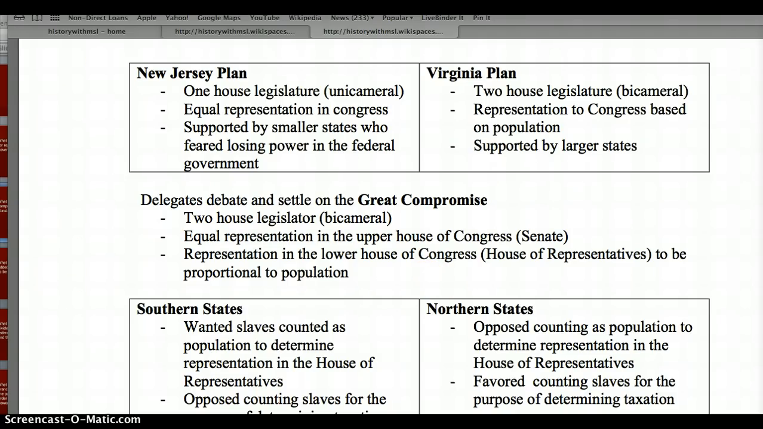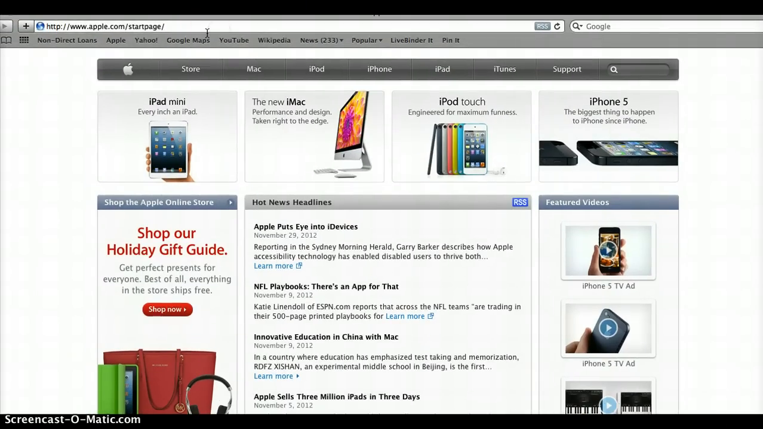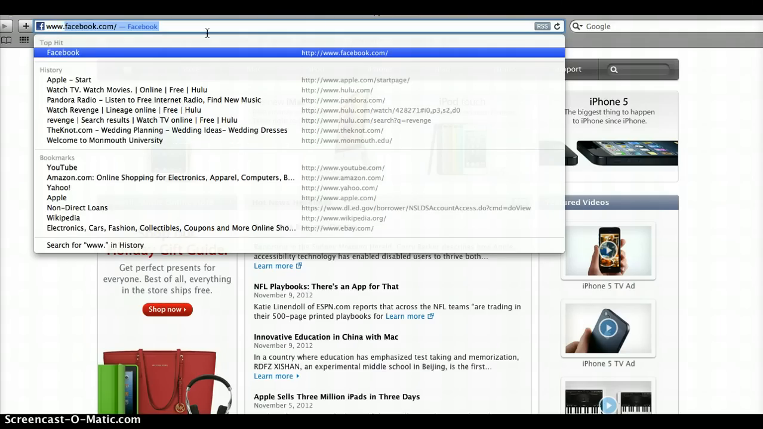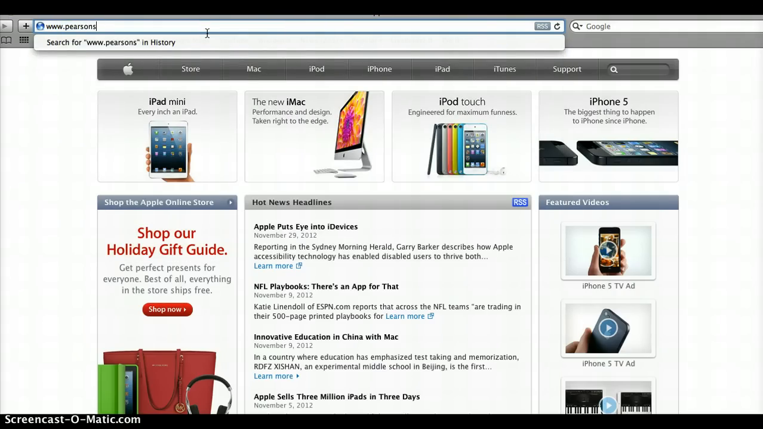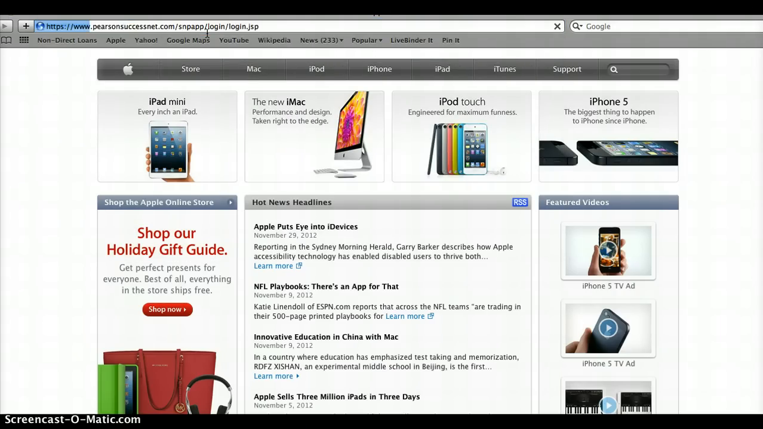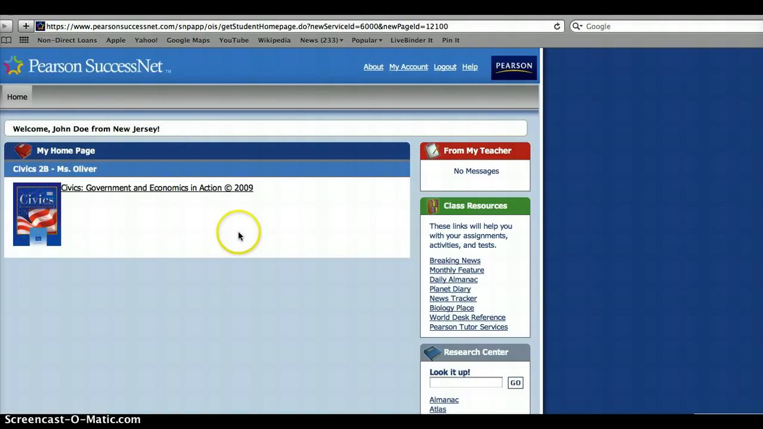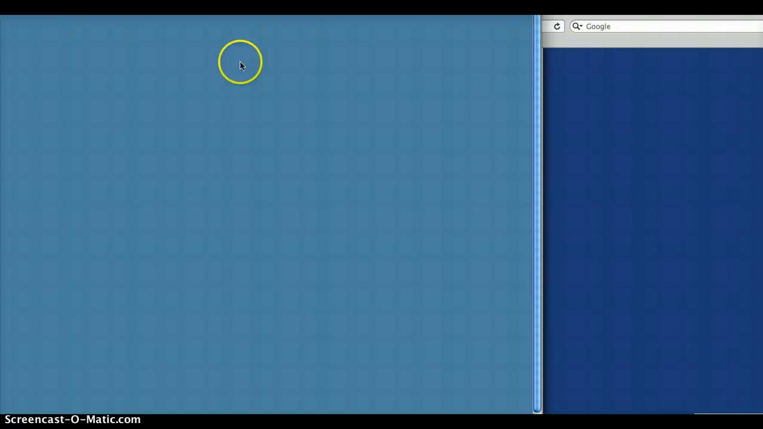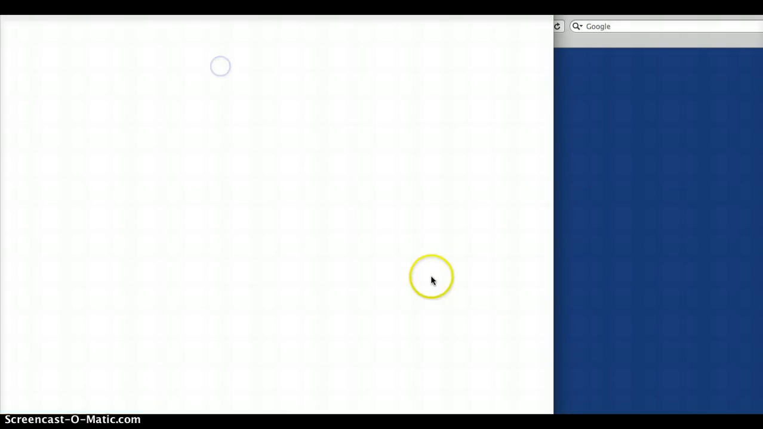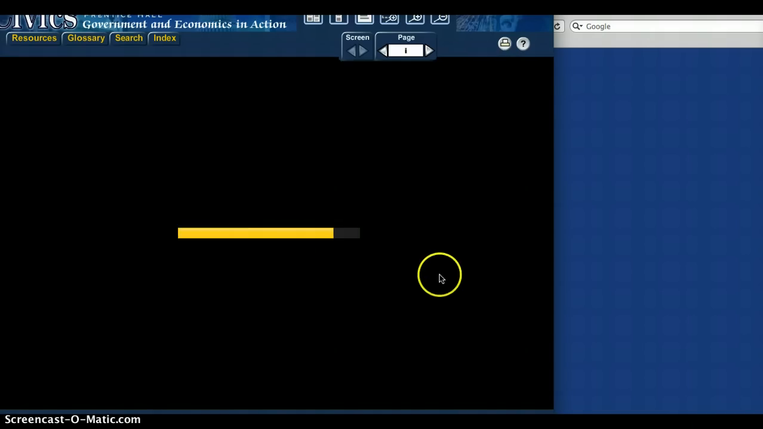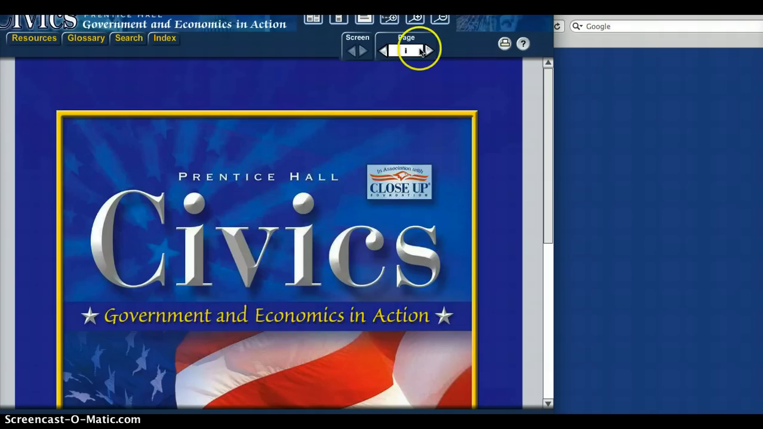Now, if that doesn't work for you, you can also pull out your textbook. So I'm going to open up my browser here. I'm going to type in the website. And I'm going to put in our username. And then our password, which is civics1, no spaces. Going to launch our textbook. Don't forget to click this. And now we are inside our textbook.